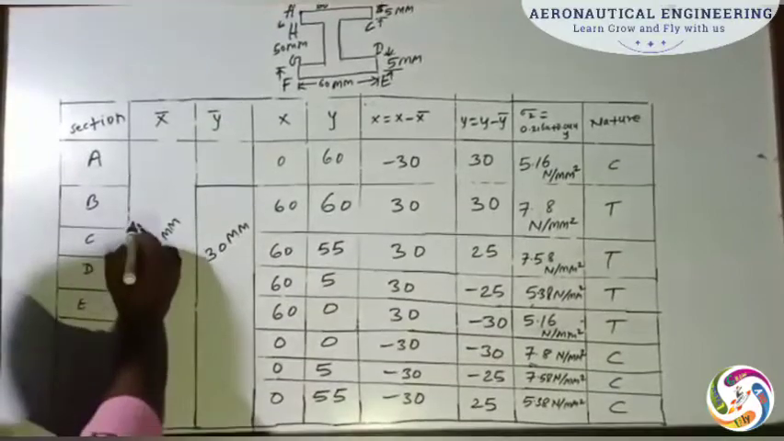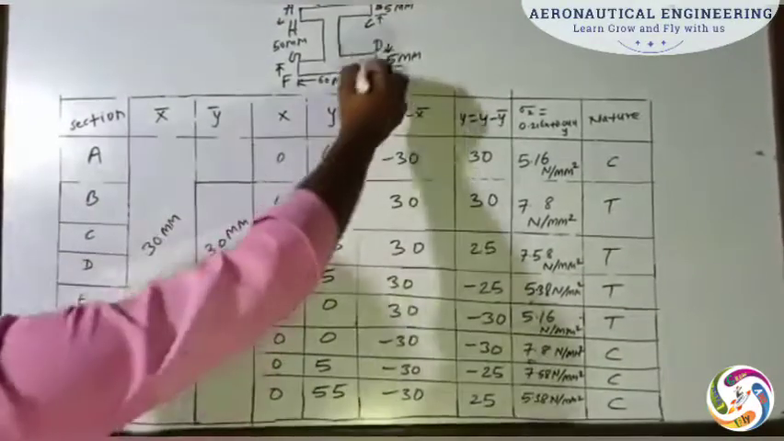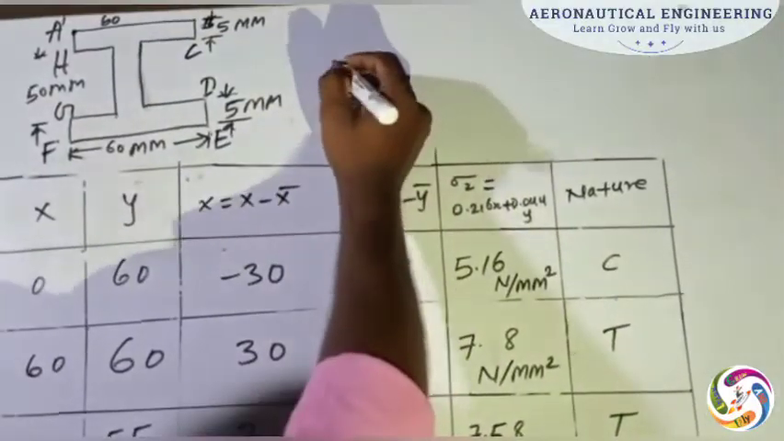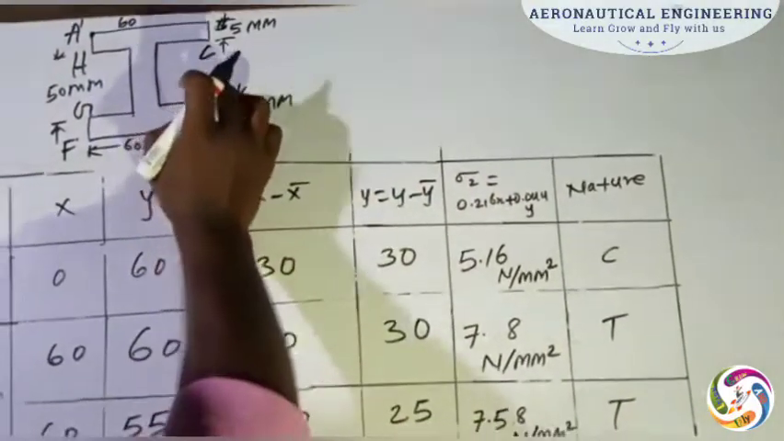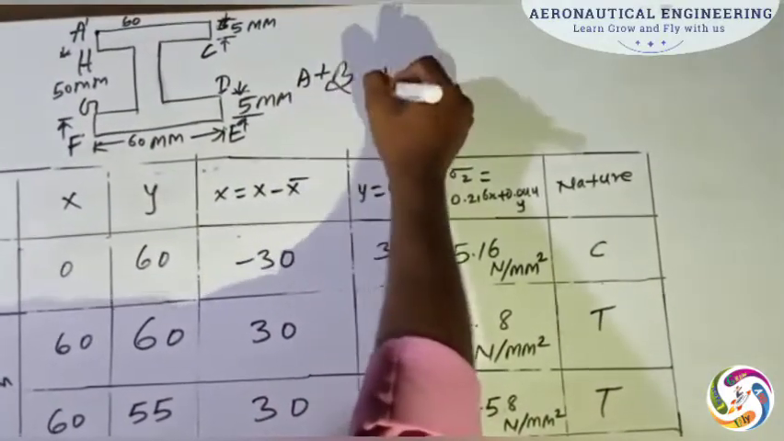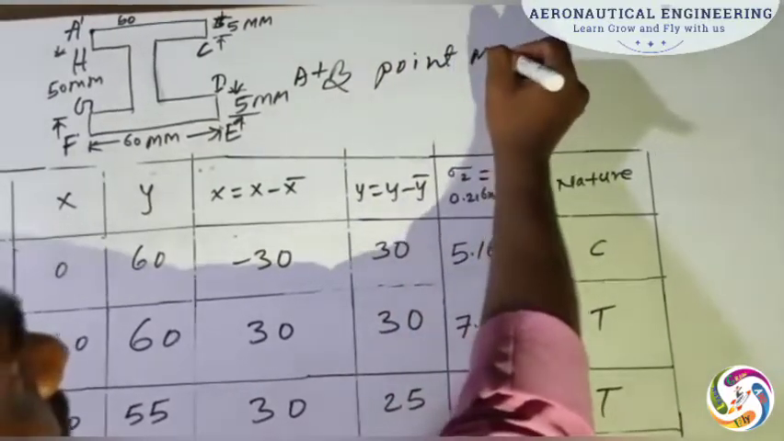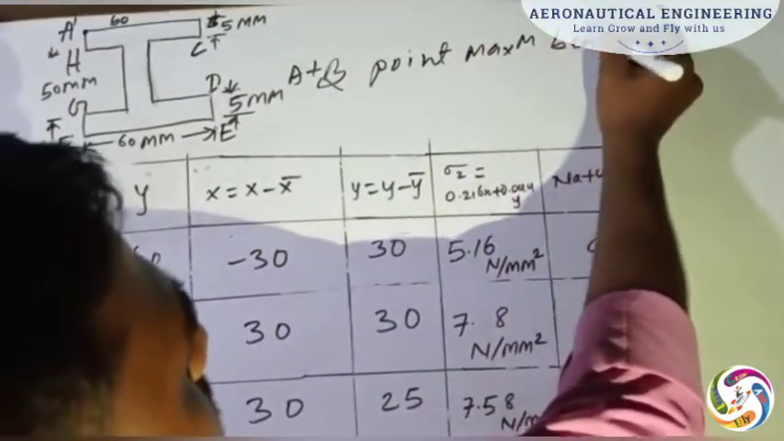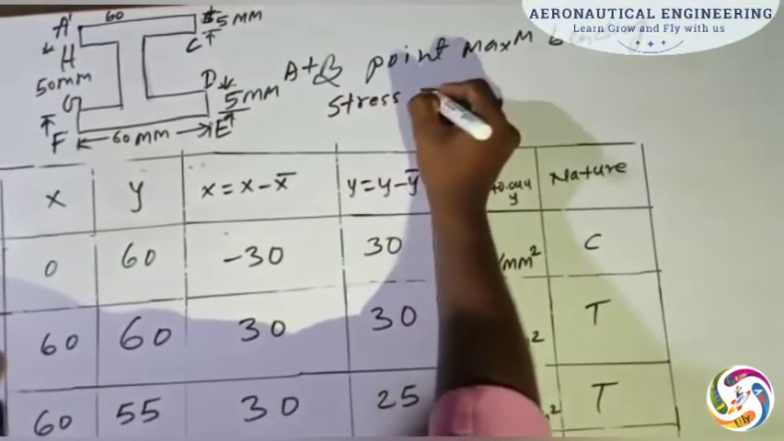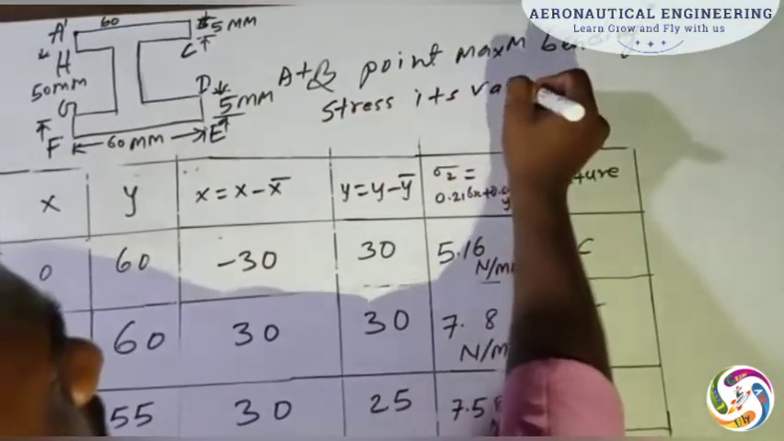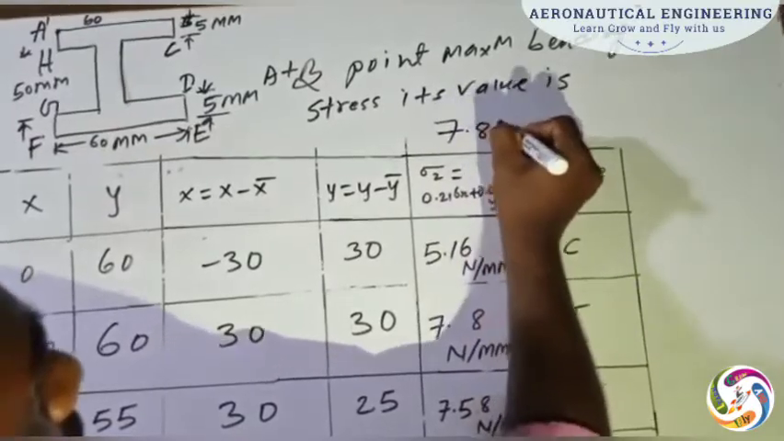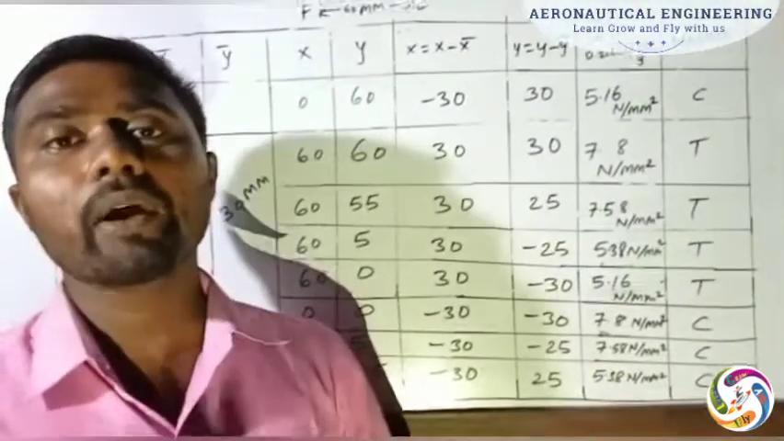And we are able to find out the maximum bending stress. So maximum bending stress lies at B point for the given section. So at B point, the maximum bending stress value is 7.8 Newton per mm squared. Finished the problem based on the K method.